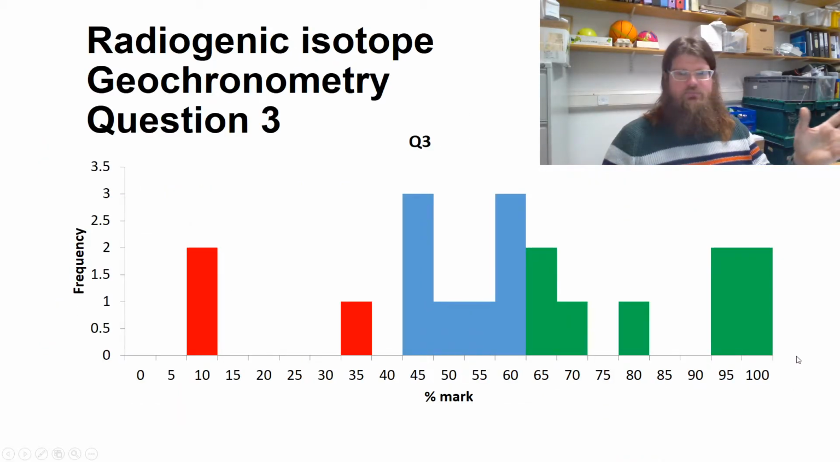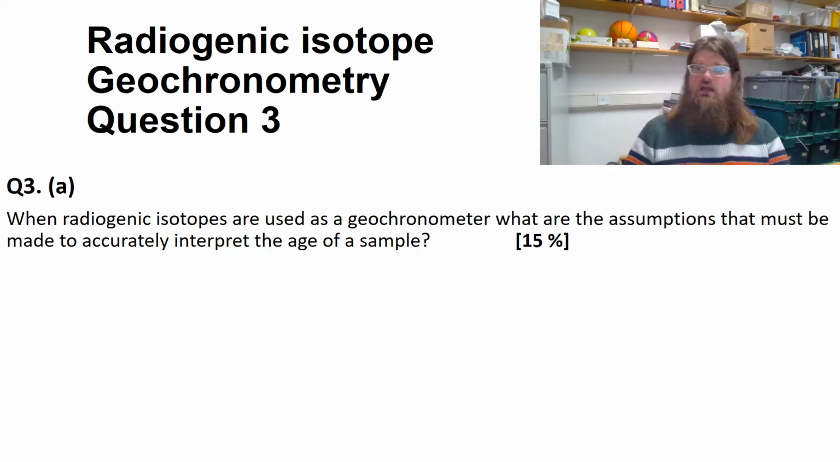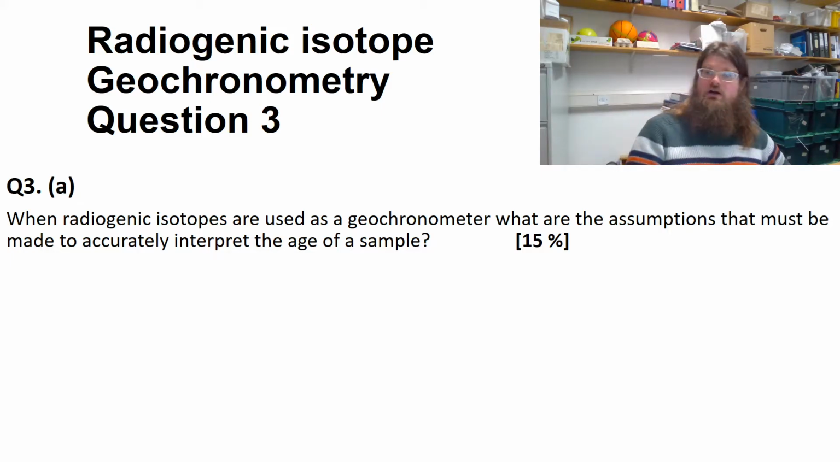Okay, so some people did well, some people not so well, which was true. So again, a question with many parts. Part A: when we're using radiogenic isotopes as a geochronometer, what are the assumptions we have to make? So this was kind of the first slide of the first lecture on the radiogenic isotope part of the course.